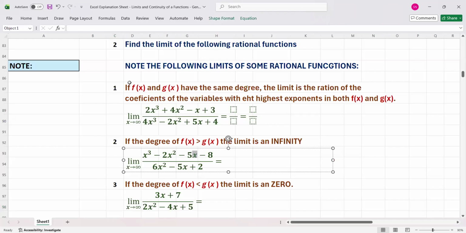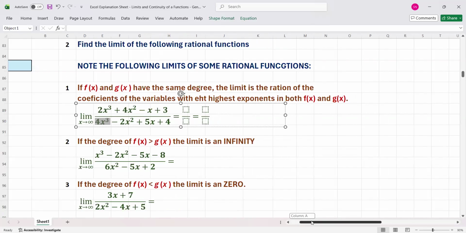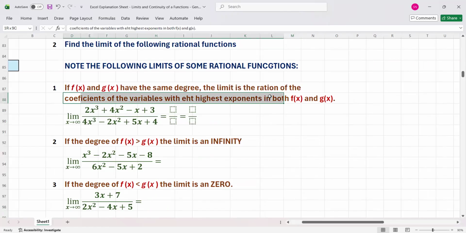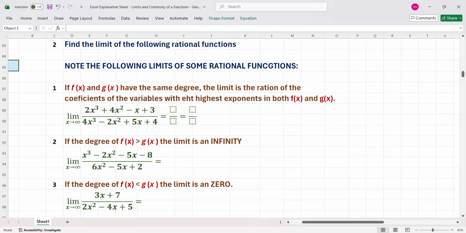Now, the first property we see here is this. We are saying that if f of x and g of x have the same degree, you look at this. Here, the degree in the numerator is x squared. The degree in the denominator is x squared. Now, if that occurs, then the limit of the rational function should be the ratio of the coefficients of the variables with the highest exponent. So if you look at this, because the highest degree is x squared, and the highest degree here is also x squared, and also x cubed, and also x cubed.